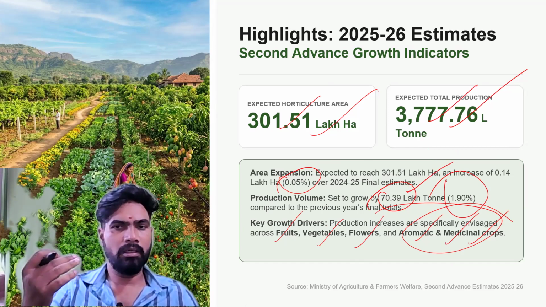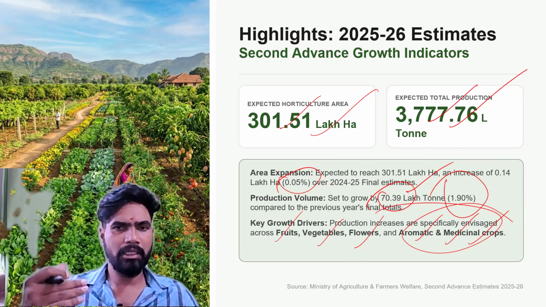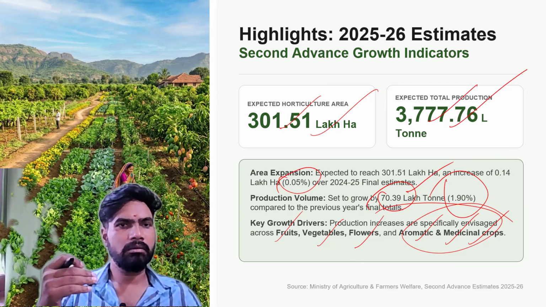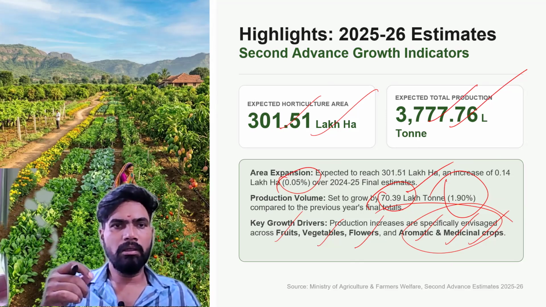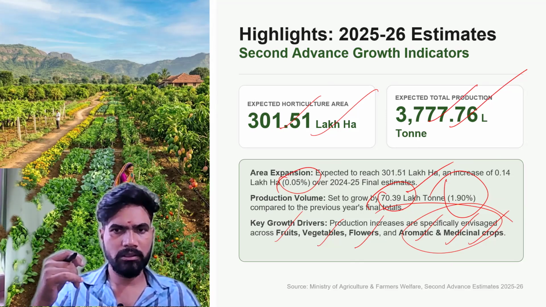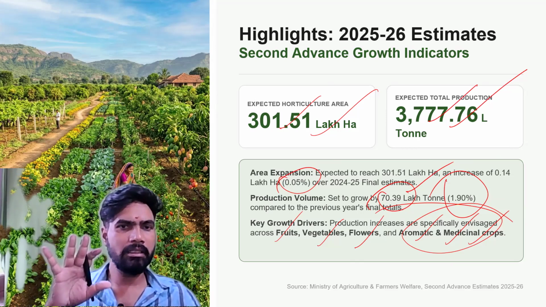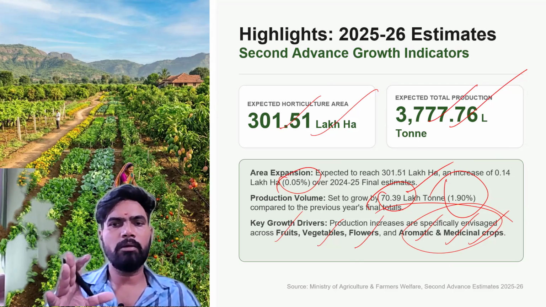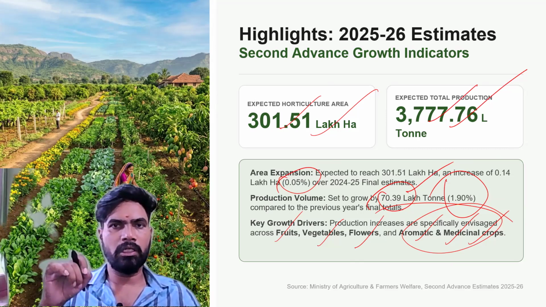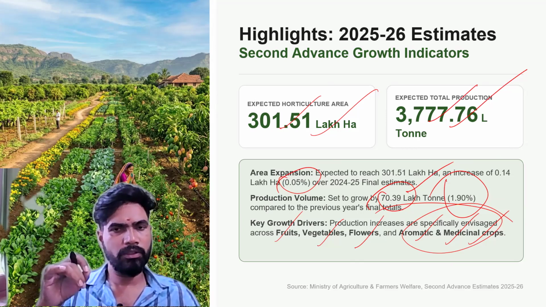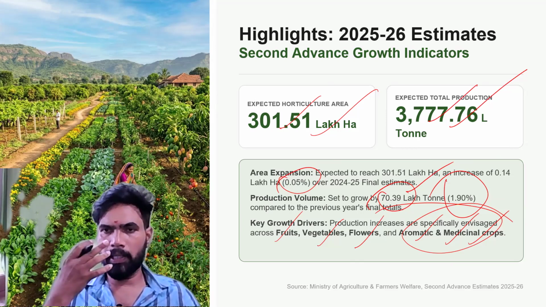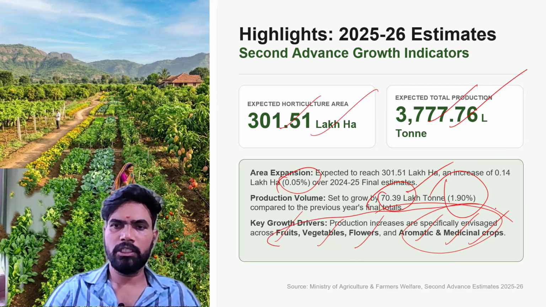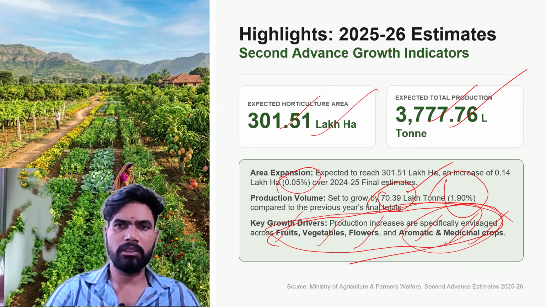I think you know what all the components are that constitute the horticulture sector: fruits, vegetables, flowers, then aromatic plants, medicinal plants, mushroom cultivation, then gardening also. Decorative plants, all these things are called ornamental plantation. All these things are part and parcel of the horticulture sector. Even mushroom cultivation comes under horticulture. So the growth in horticulture is especially driven by all these things.